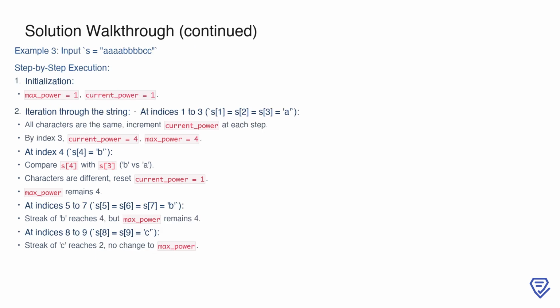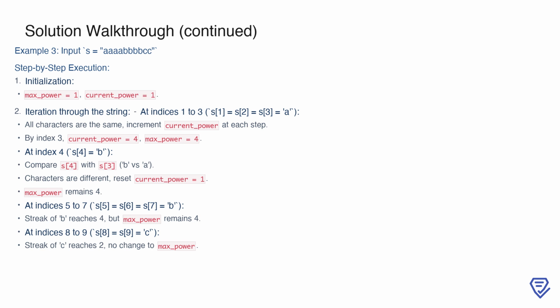Now let's consider a third example where the input string is aabap. Again, we start by initializing max_power and current_power to 1. As we iterate through the string, we observe that the characters at indices 1, 2, and 3 are all a, forming a streak of 4 consecutive a's. This increments current_power to 4 and updates max_power to 4.